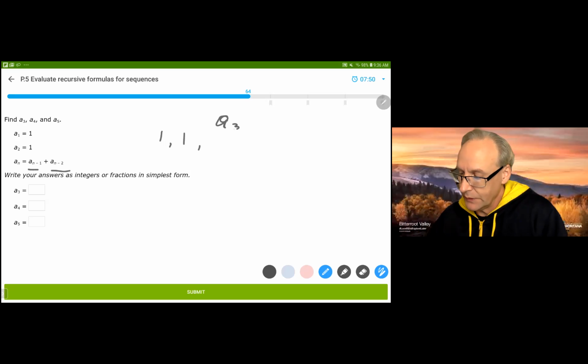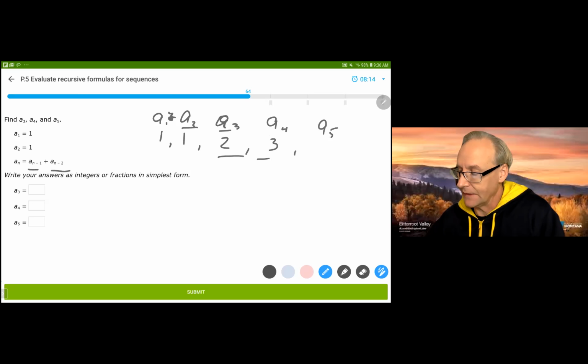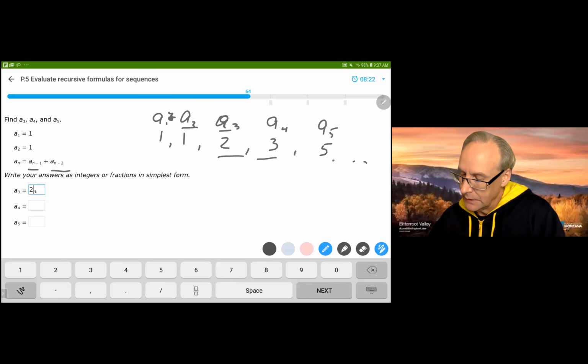To get to A3, I have to take a to the n minus 1, which is A2, and a to the n minus 2. Notice that 3 minus 2 is 1, and I have to add these together in order to get to A3. So that's going to be 2. And then in order to get to A4, we have to add the last 2 together, which gives us 3. And to get to A5, we have to add the last 2 together to get 5, and so on. So they want to know, what are these? A3 is 2, and then 3, and then 5.